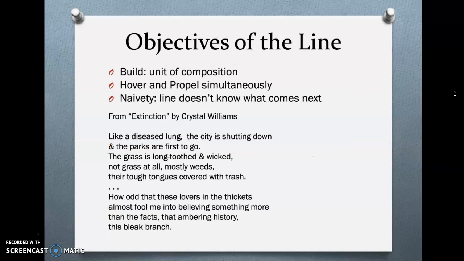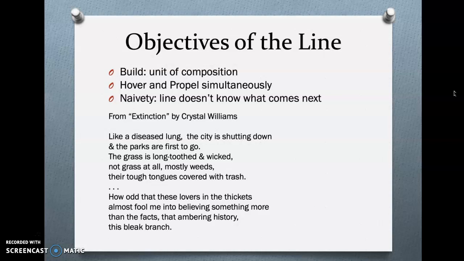Okay, the objectives of the line. So the first thing is to build. A line is a unit of composition. It's a way that you build a stanza. And then further on, we're going to be talking about stanzas and how stanzas act as paragraphs to build the poem, but the line builds the stanza.